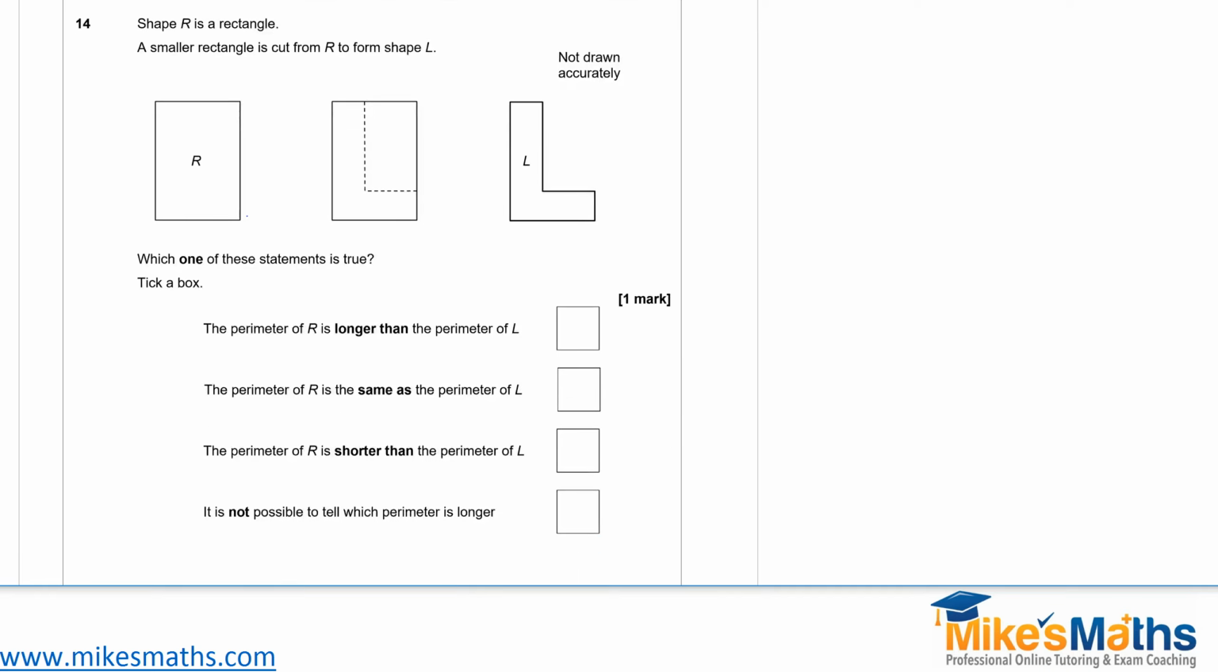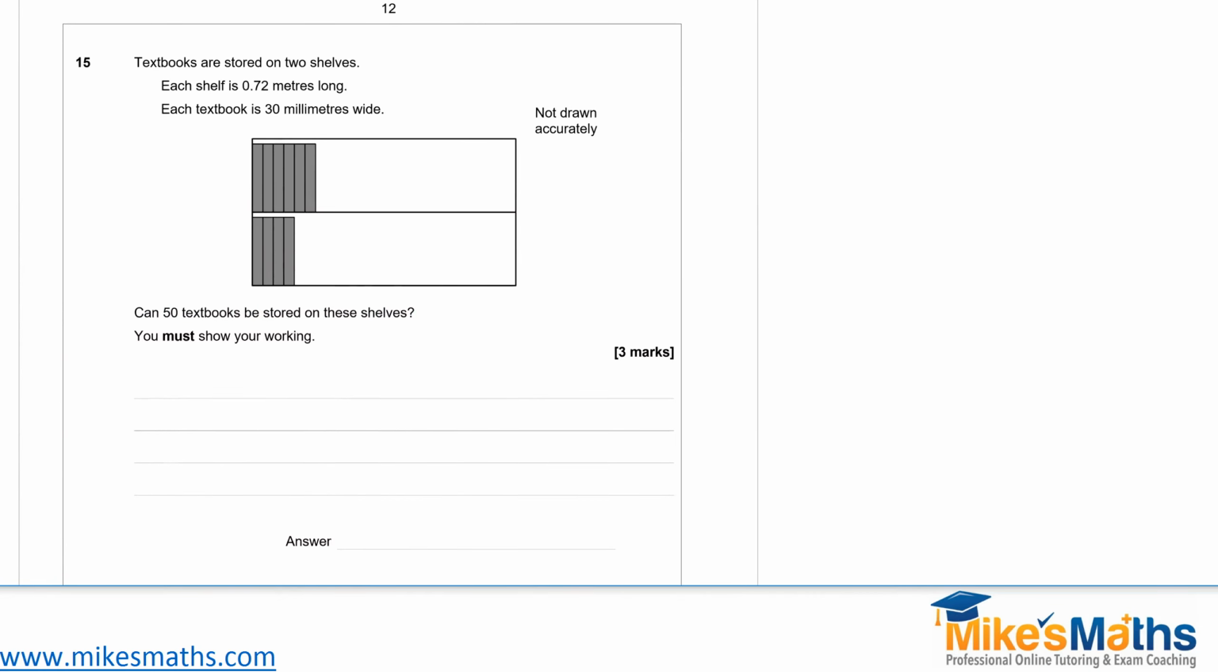Let's move on. Question 15 is this one here. Now question 15 is another one where we can think about making it real, because this is another practical problem. Okay, let's read the first sentence. Textbooks are stored on 2 shelves. Now think, okay, textbooks are stored on 2 shelves. In fact, we've got a diagram here, so we can start to picture it. Okay, that's good. Right. I can basically tick that first sentence because I've read it and I've understood it. This bit then, each shelf is 0.72 meters long. Okay. Each textbook is 30 millimeters wide.